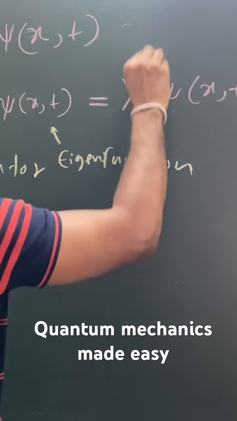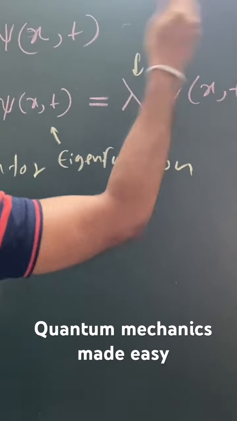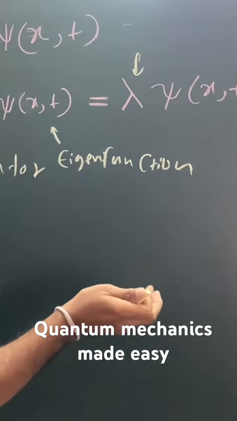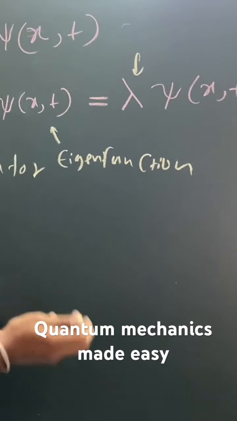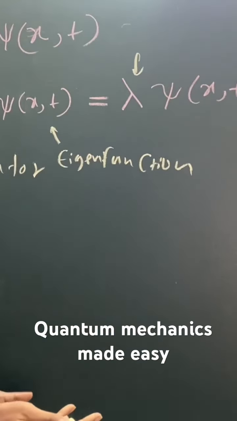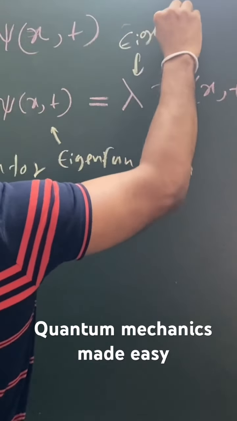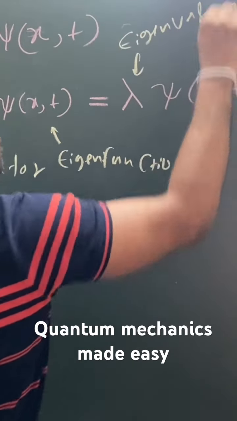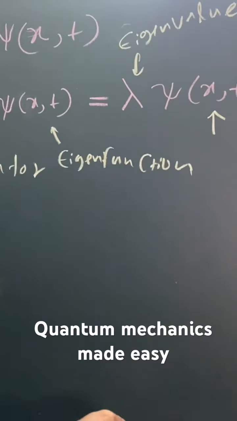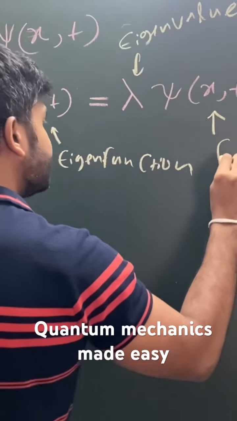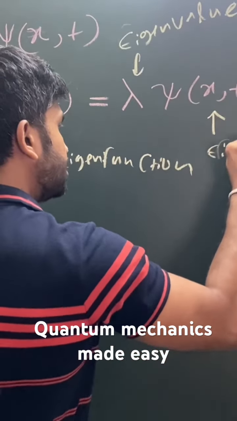So lambda is called the eigenvalue. It's a scalar value, just the magnitude of whatever the operator is, right? So this is the eigenvalue, and this is again the function itself, and this is the eigenfunction.